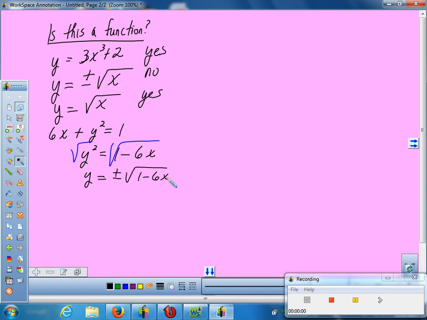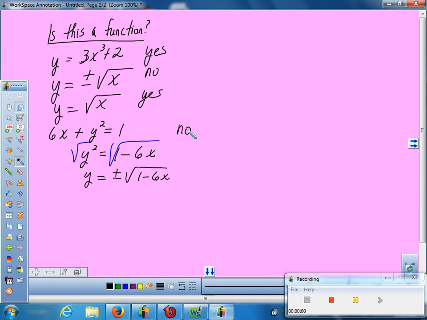Okay, and so now, since it's got a plus or minus, it's a no. That's going to give me two answers, so that's not going to be a function. So, pretty much for you all right now, until we get to some more advanced functions on down the road, it's that plus or minus thing that's your problem.